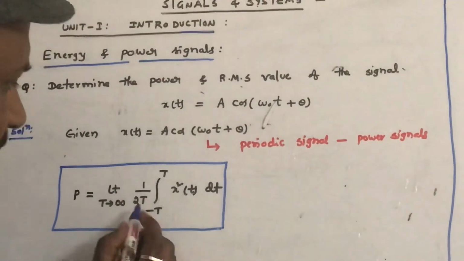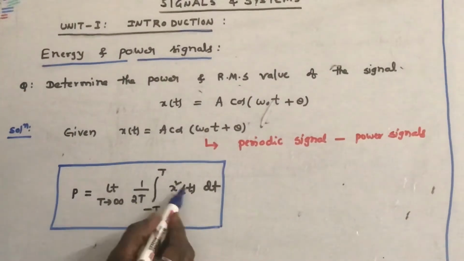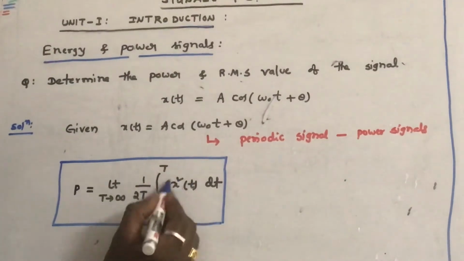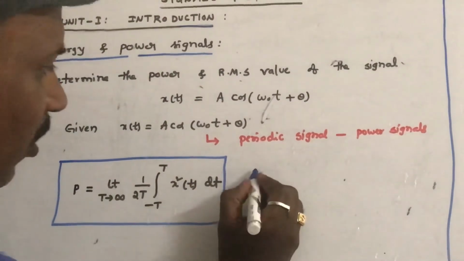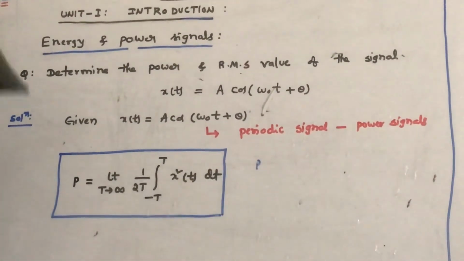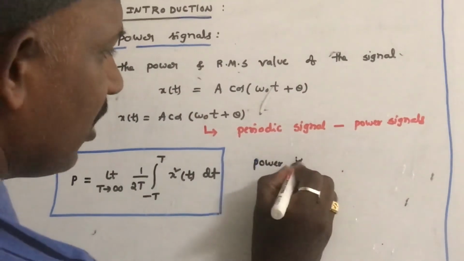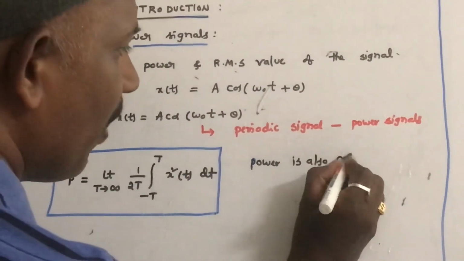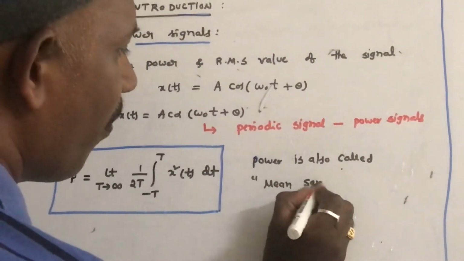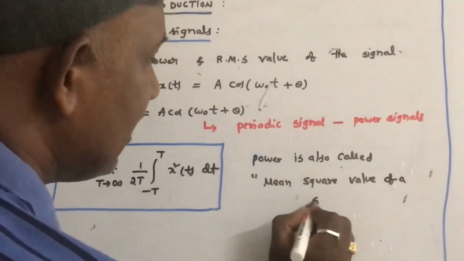Now you can see that there is another name for power. In mathematics, this is called the mean, and this is the square of the signal. Therefore, the power is also called the mean square value of a signal. Another very important definition of power is the mean square value of a signal.